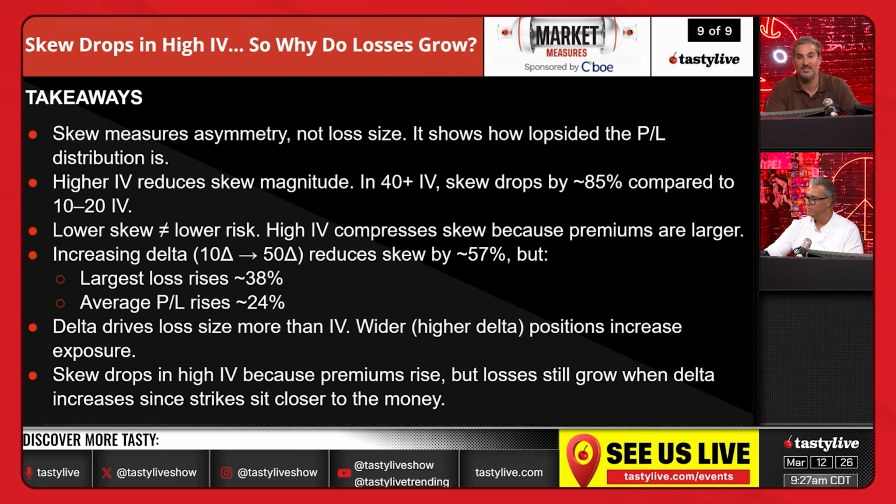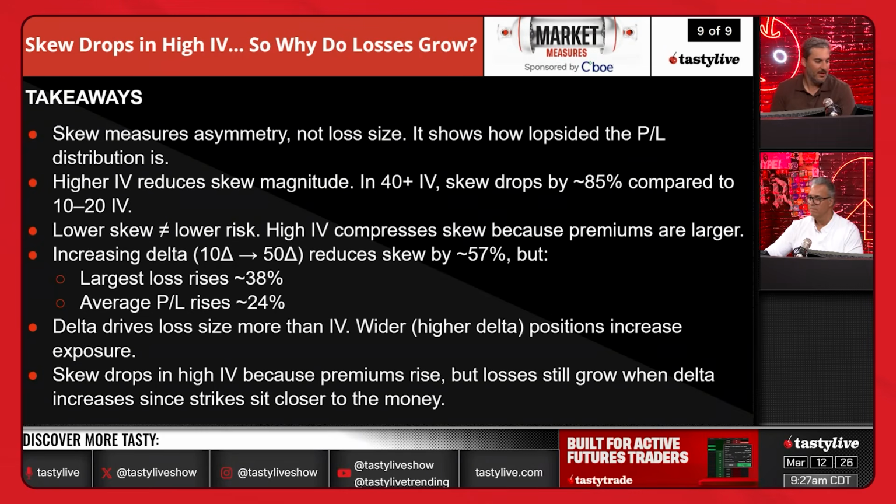Lower skew does not equal lower risk. It doesn't mean that if the skew is to the upside that you have less risk on the downside. That is not the case here. And your average losses are going to be much wider when volatility is low. Skew drops in high IV because premiums rise. That's the main key here, is that the distribution between your losses and wins actually tightens up with higher IV, higher delta. But those occurrences are rare. They are rare. You get them a couple times.